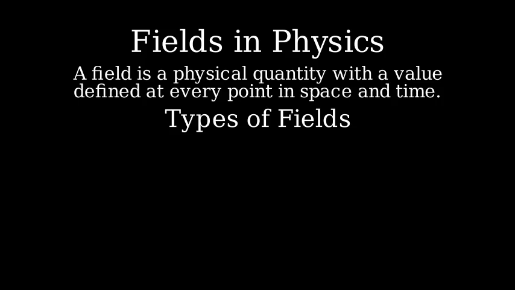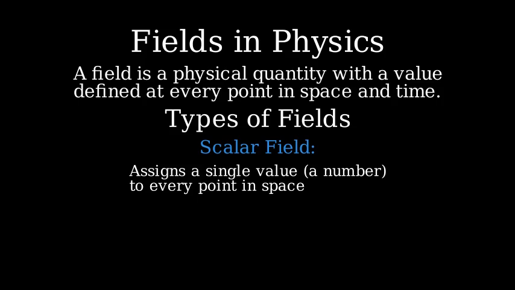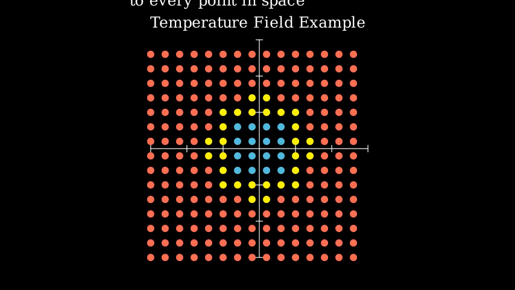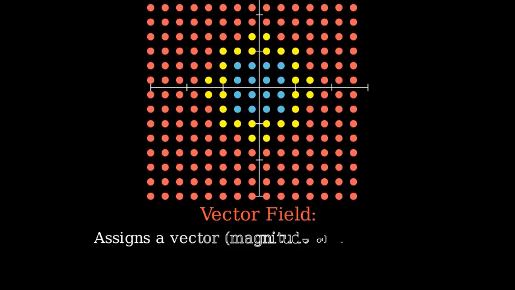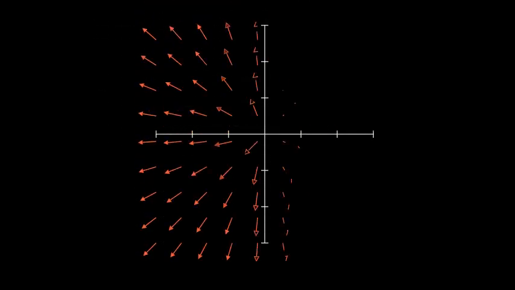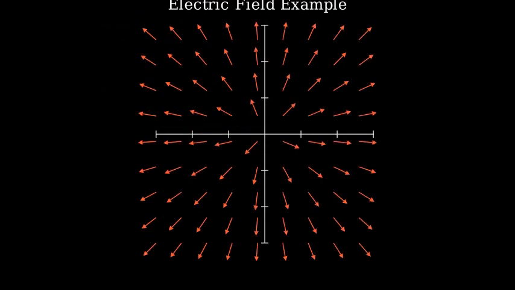Now, let's talk about the two main types of fields in physics. We have scalar fields and vector fields. A scalar field assigns a single value or a number to every point in space. For example, temperature is a scalar field. At each point in a room, there's a specific temperature value. On the other hand, a vector field assigns a vector, which has both magnitude and direction, to every point in space. Some examples of vector fields include the electric field, magnetic field, and gravitational field.